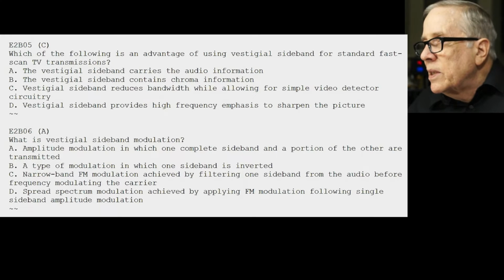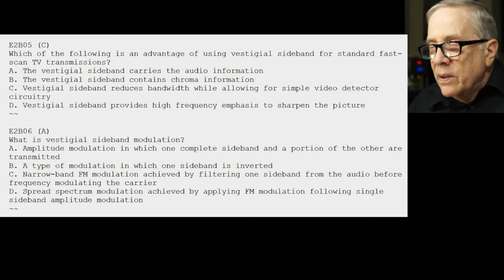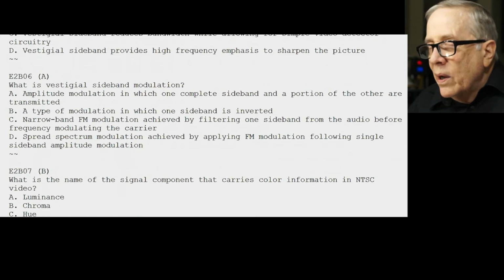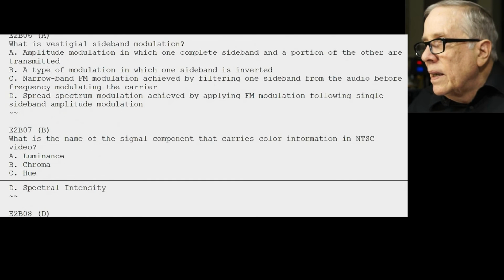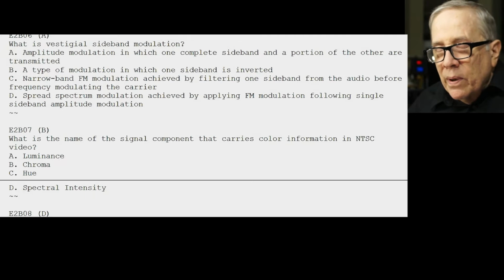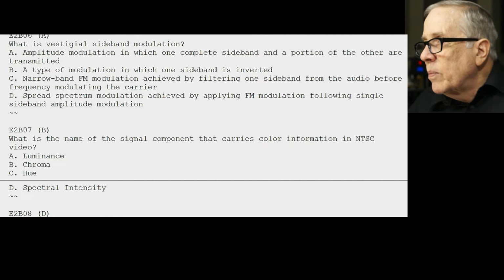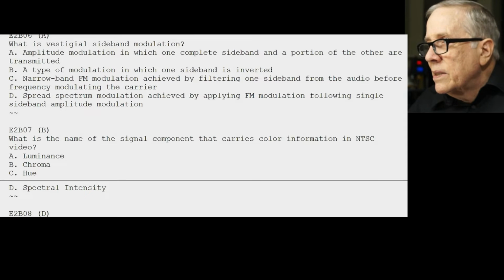E2B06. What is vestigial sideband modulation? It's amplitude modulation in which one complete sideband and a portion of another are transmitted. I have no idea why that's on an amateur radio exam. I really don't.